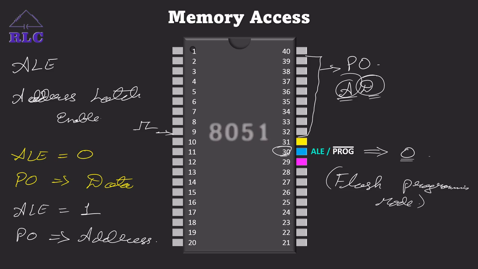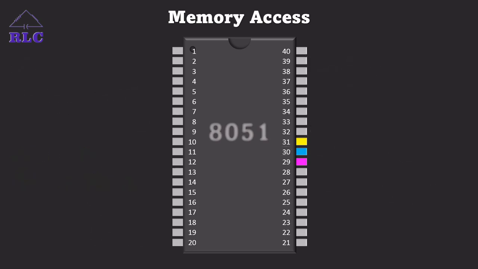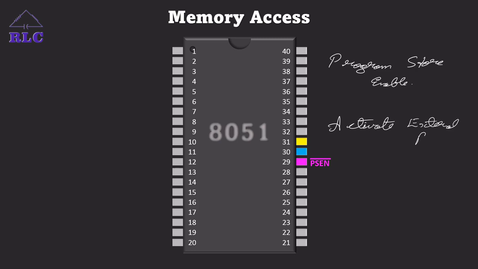Next, we'll see one more pin, which is PSEN. We call this pin program store enable. This is an active low control signal pin. It is used to activate external ROM.